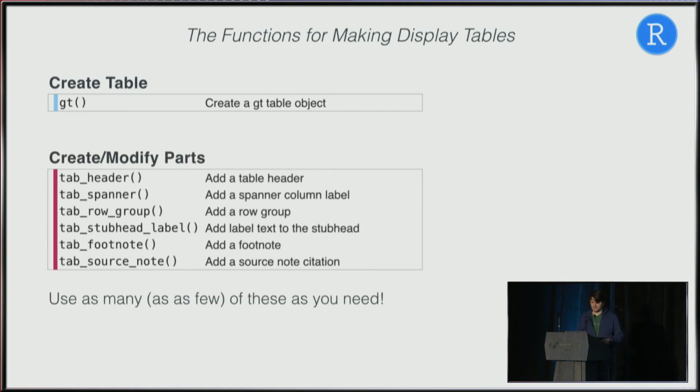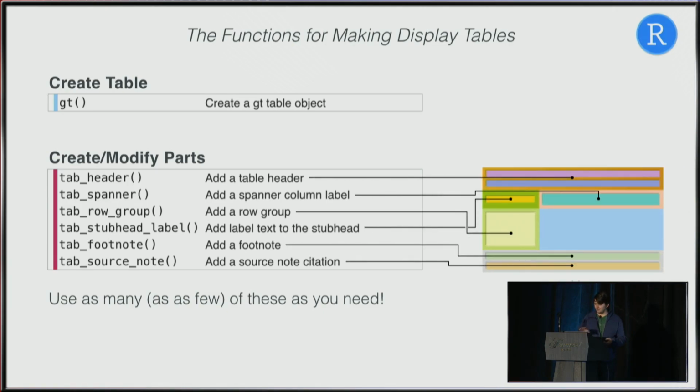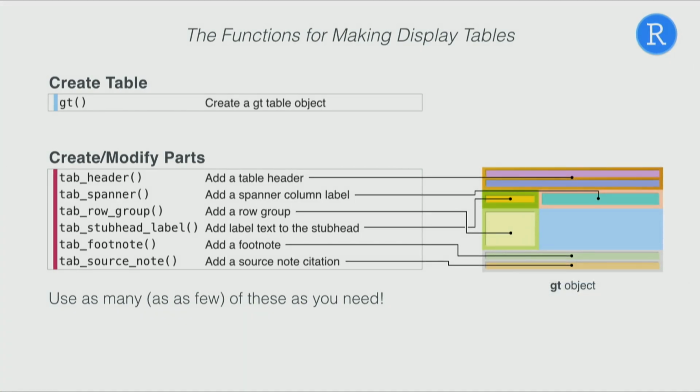So we have lots of families of functions. I'm going to just introduce you to two families. We have these tab_ functions, and these are concerned with adding parts to a table. They're all targeting a different element. So tab_header is for adding a table header. Spanner is for adding spanner columns. And tab_footnote is for adding footnotes, as many as you want.